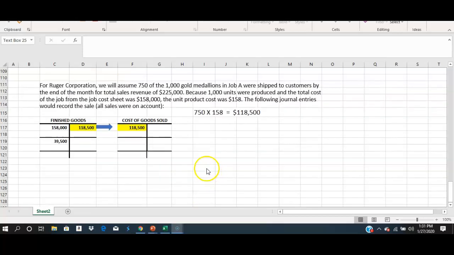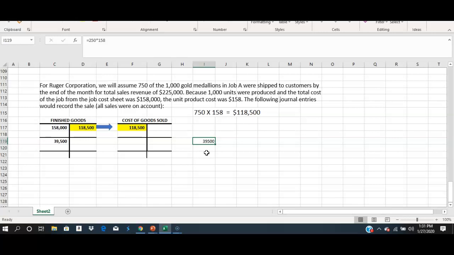Okay? So for finished goods, we still have 250 other medallions remaining, and they're at a cost of $158 a piece. So if you were to just subtract out the $118,500 from the $158,000, you get $39,500. Or check our work. If you take 250 times 158, it'll give you the remaining cost of $39,500.